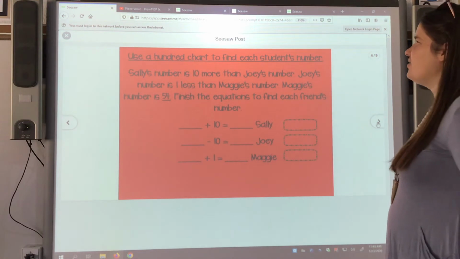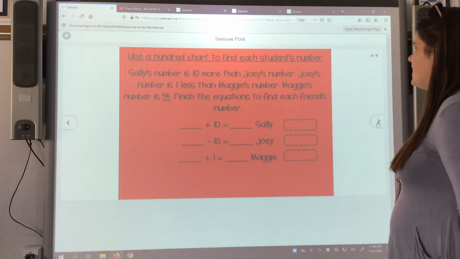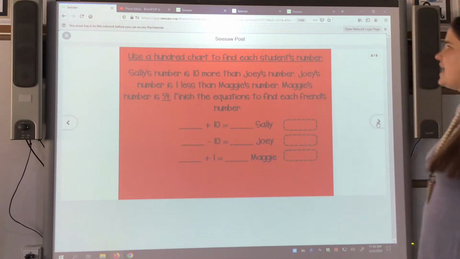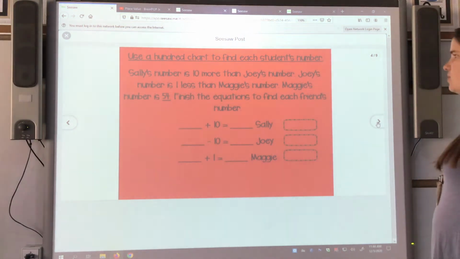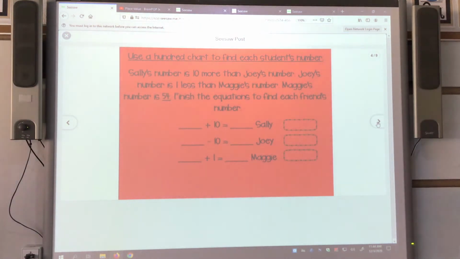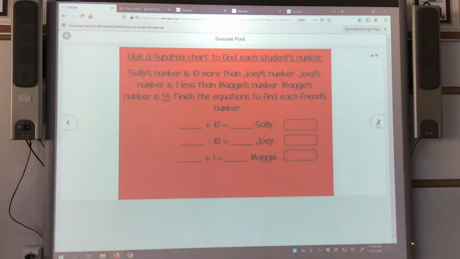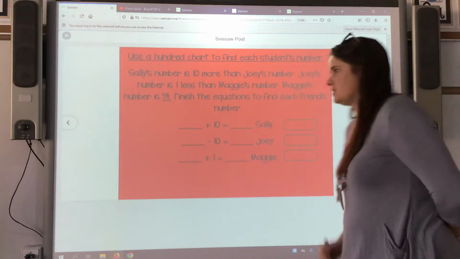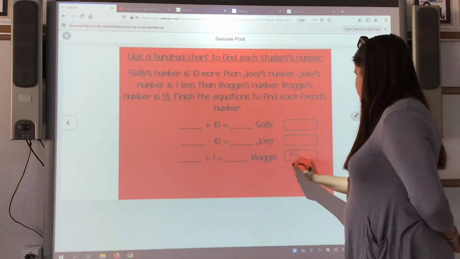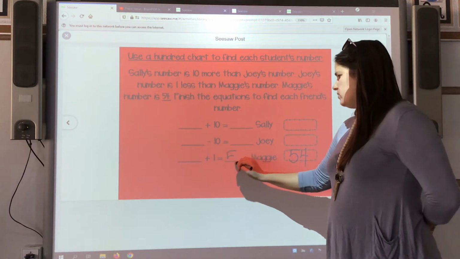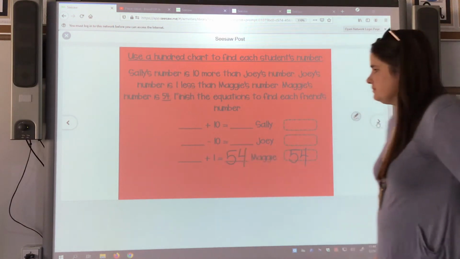So for these, you are going to use a hundreds chart to find each student's number. Sally's number is 10 more than Joey's number. Joey's number is 1 less than Maggie's number. Maggie's number is 54. So we know that Maggie's number is 54, so I'm going to go ahead and write that in Maggie's box because I already know that her number is 54.